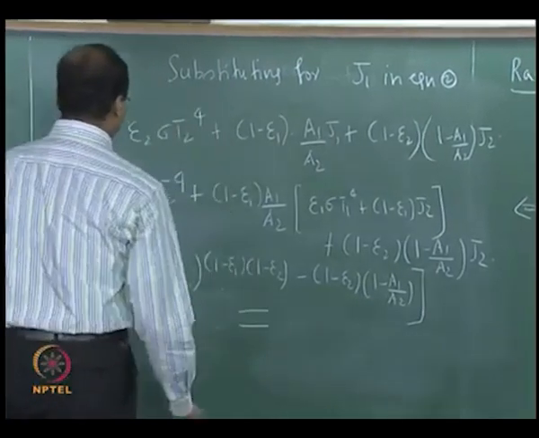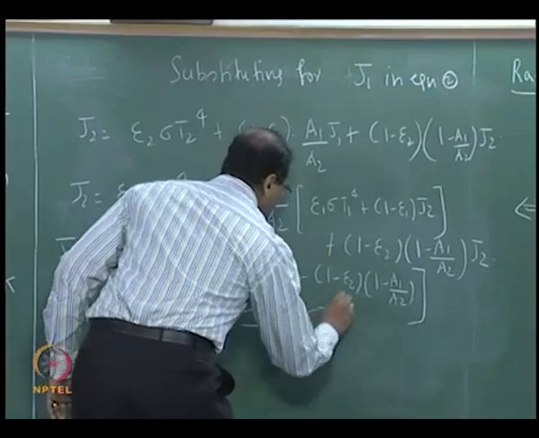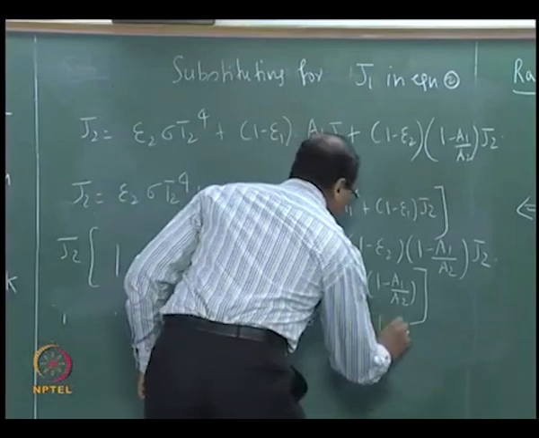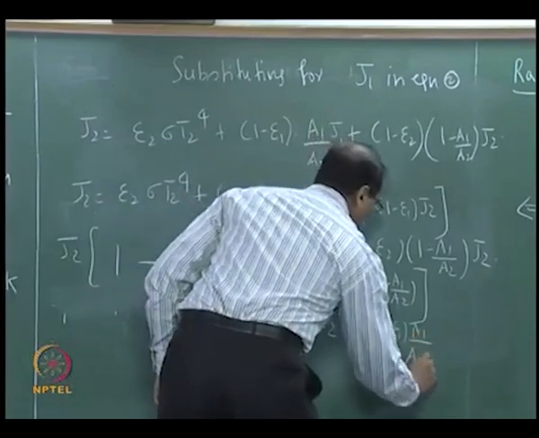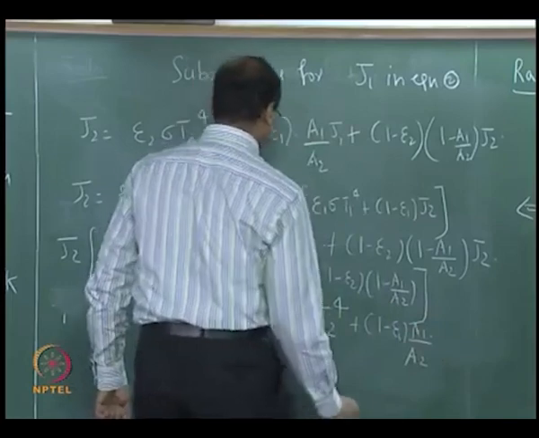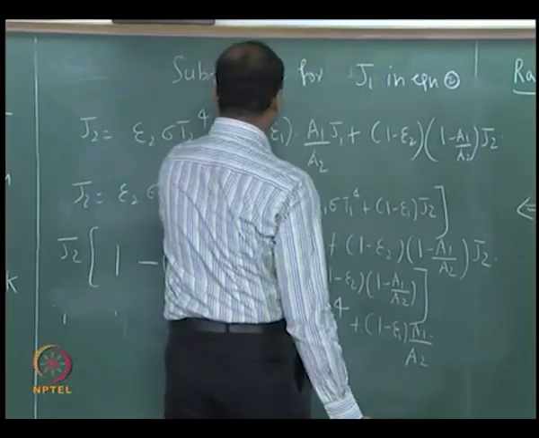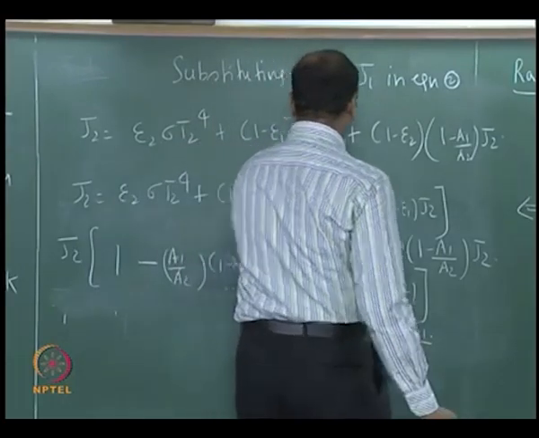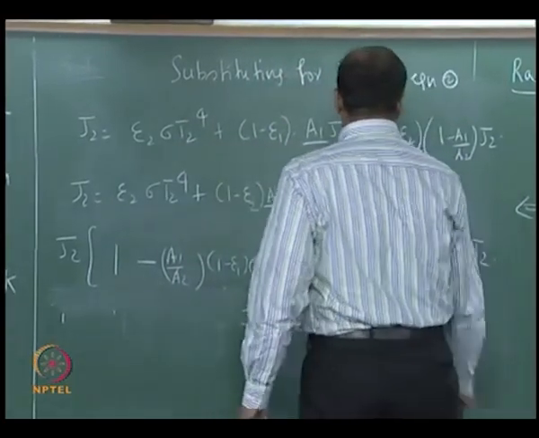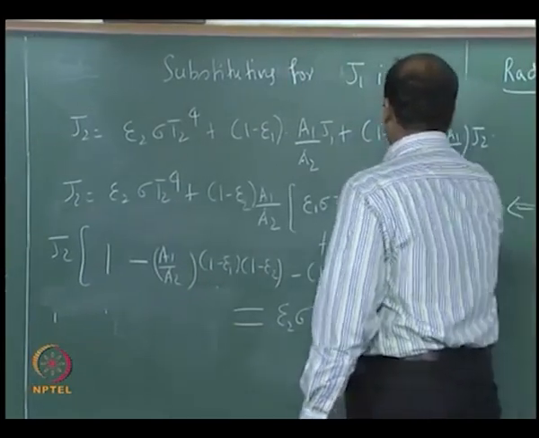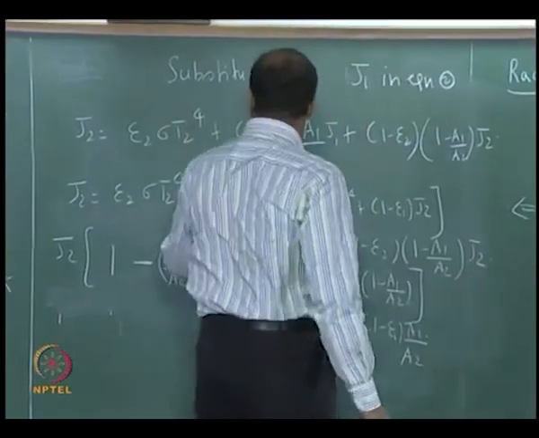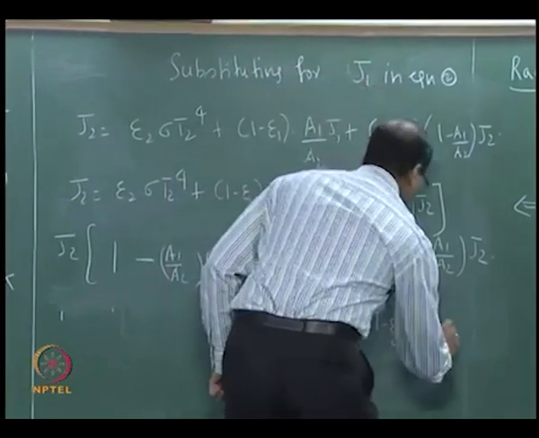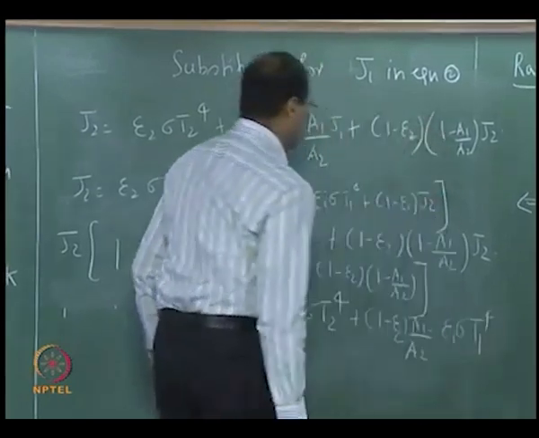Right side is epsilon 2 sigma T2 to the power of 4 plus, into epsilon 1, huh? Correct. Yeah, here I have written correctly. Okay. What about this? 1 minus epsilon 2 square? No, this is different. Fine. 1 minus epsilon 2 sigma T2 to the power of 4 plus 1 minus epsilon 2, right? Epsilon 2 sigma. That's it. Anything else?